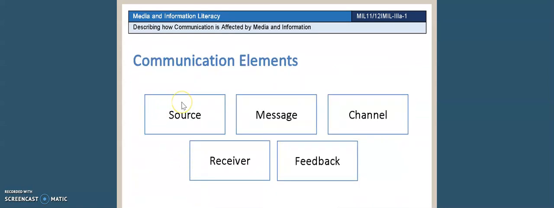In the models of communication that were discussed, there were five common elements. These elements of communication are source, message, channel, receiver, and feedback. Let's discuss them each.